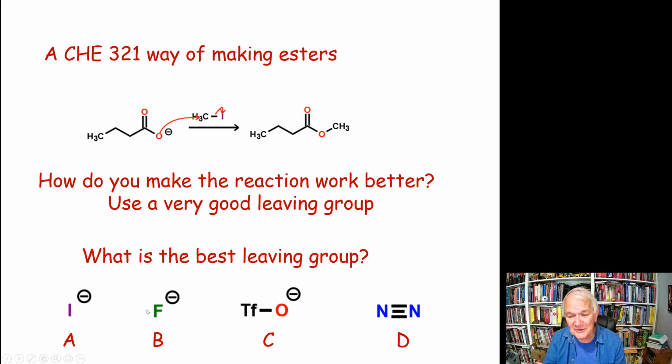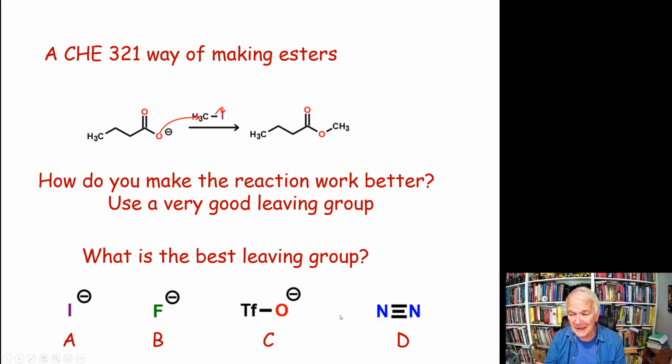Actually, if you remember your rules from last semester, fluoride is a terrible leaving group. It forms too strong a bond. So fluoride is not a good leaving group. Triflate's a pretty good leaving group because you activate alcohols by making triflates. But something even better than triflate is N2.